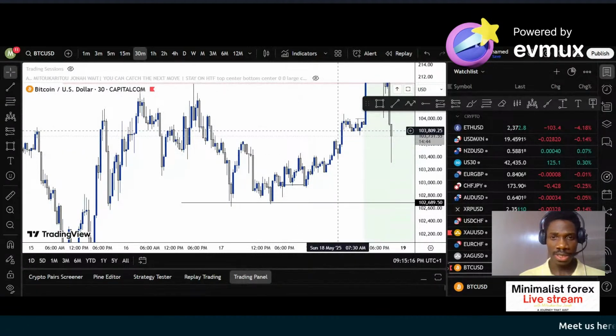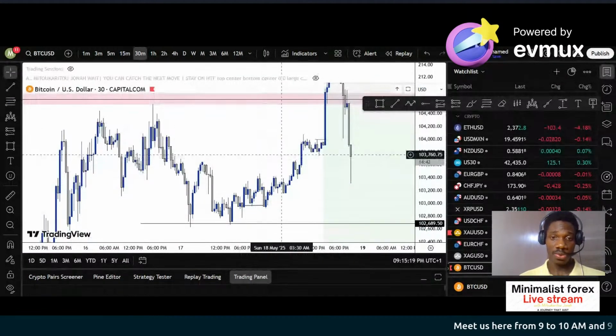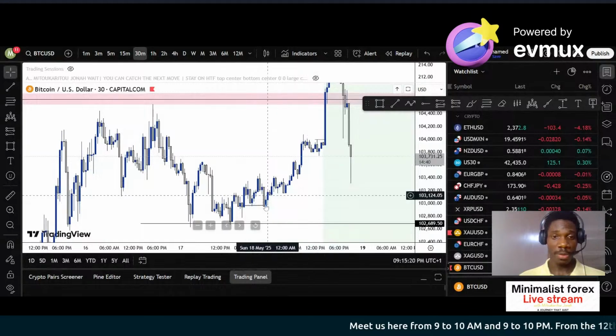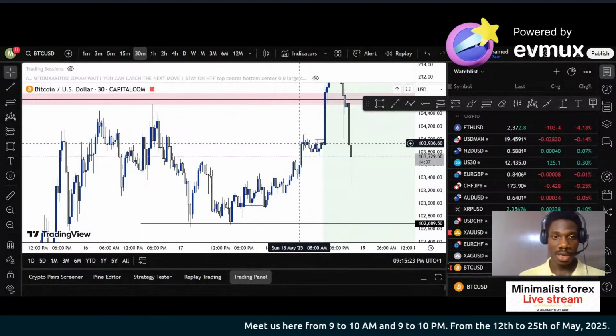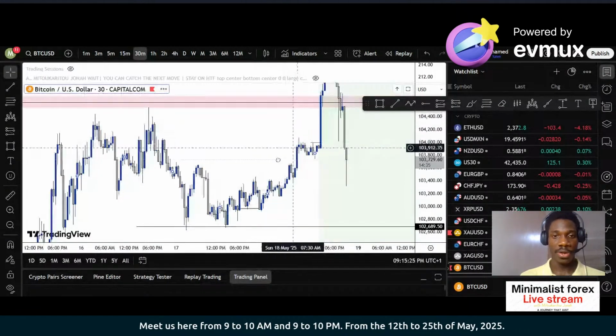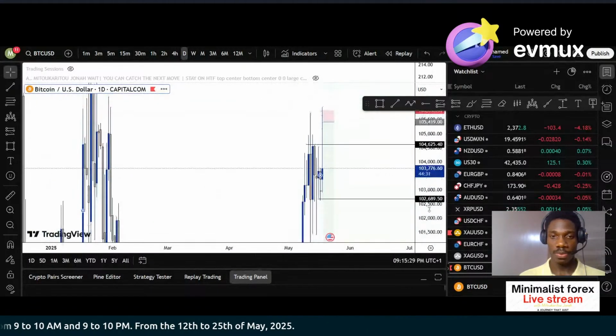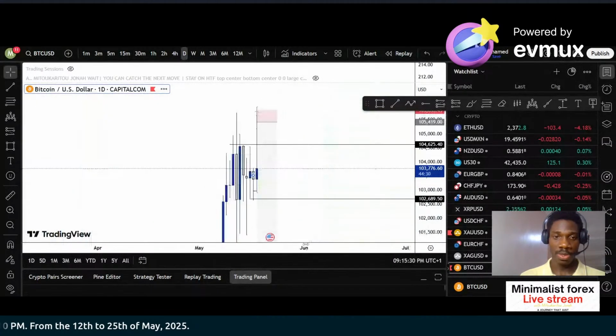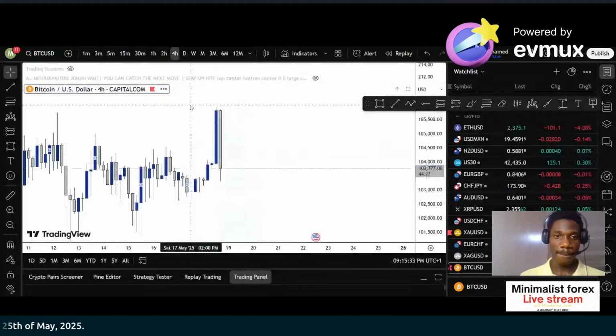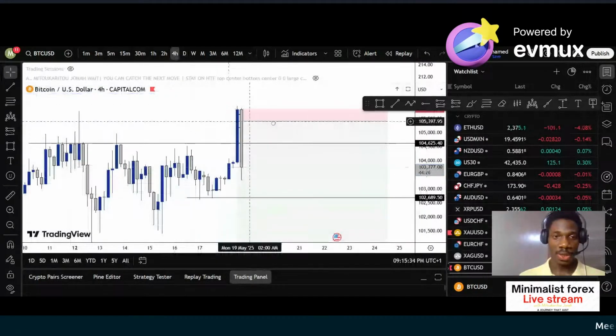Was it here or here? I think around here, and price failed to do that. So price kept rising and rising. I missed this trade and I lost another trade on this area. But this is what price was doing. Price just rallied all the way to the top and then it's coming down. Liquidity sweep, liquidity sweep, liquidity sweep.